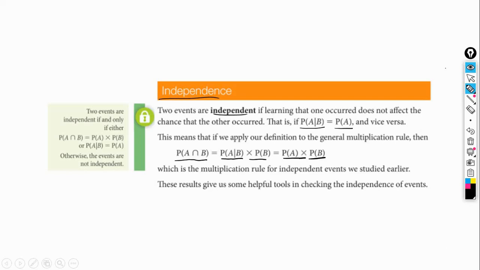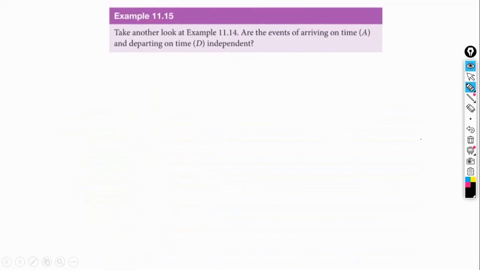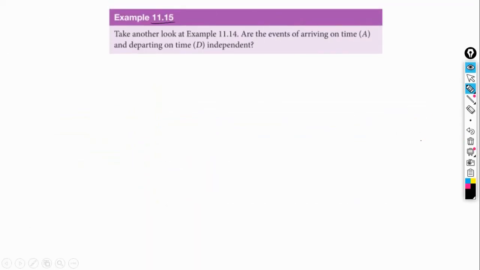These results give us some helpful tools in checking the independence of events. So let's take a look at example 11.15, and it says, take another look at example 11.14. Are the events of arriving on time, A, and departing on time, D, independent? So we can verify this using two different methods, right? So the first method would be to check if the probability of A is equal to the probability of A given D.